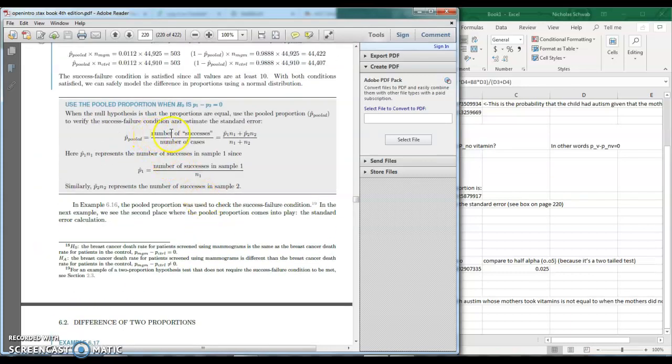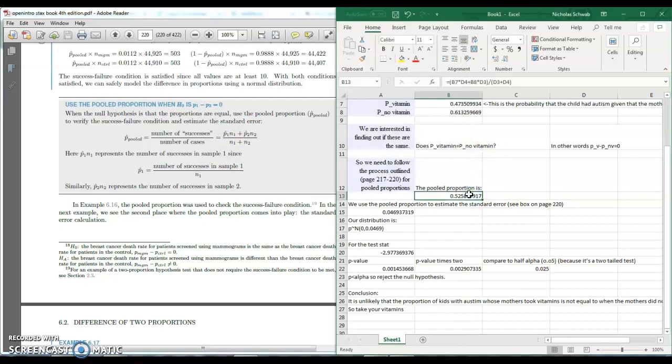We have the number of successes, right, which means kids having autism. So it's the p hat times n1 plus p hat times n2, right? So this represents the people who took vitamins whose kids got autism times the number of people there were, and then the proportion of people who didn't take vitamins whose kids got autism, all divided by the total number of cases here. And so that's what I'm doing in this number here, right?